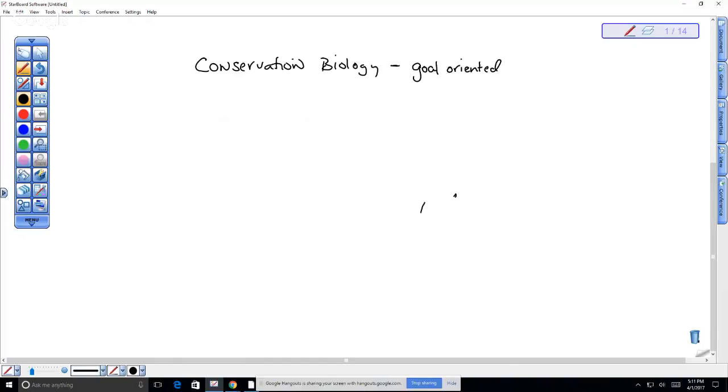So that oftentimes means that it is applied. And the goal, being goal-oriented, the goal is to prevent the untimely extinction of organisms. The reason why we say untimely is that we know that the vast majority of species that have lived on the planet have subsequently gone extinct or have given rise to new species.